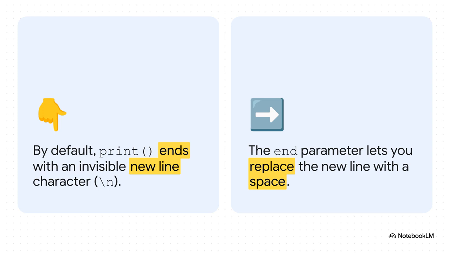Next up is the end parameter. Now this one is super useful. It controls what happens at the very end of your print statement. By default, printing always jumps to a new line. That's its thing. But with end equals space, you're telling it, hey, instead of a new line, just add a space. And just like that, your next print will pick up right on the same line. Super handy for building things piece by piece.